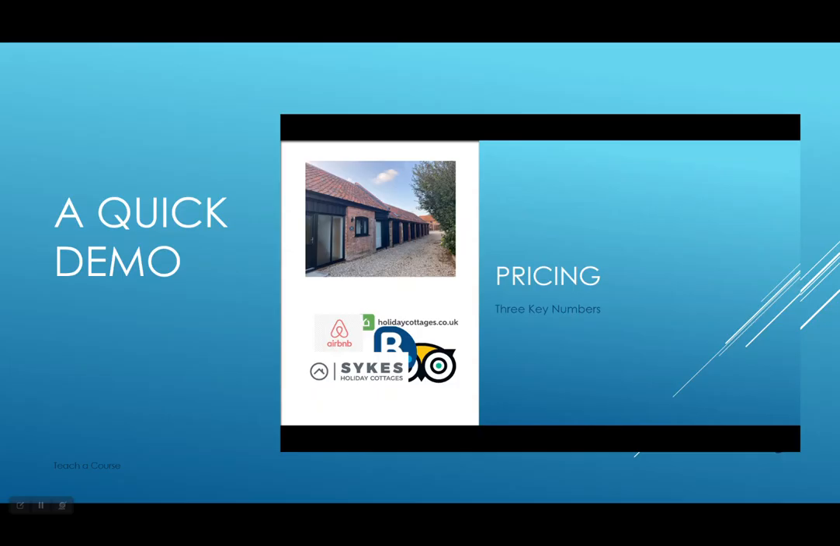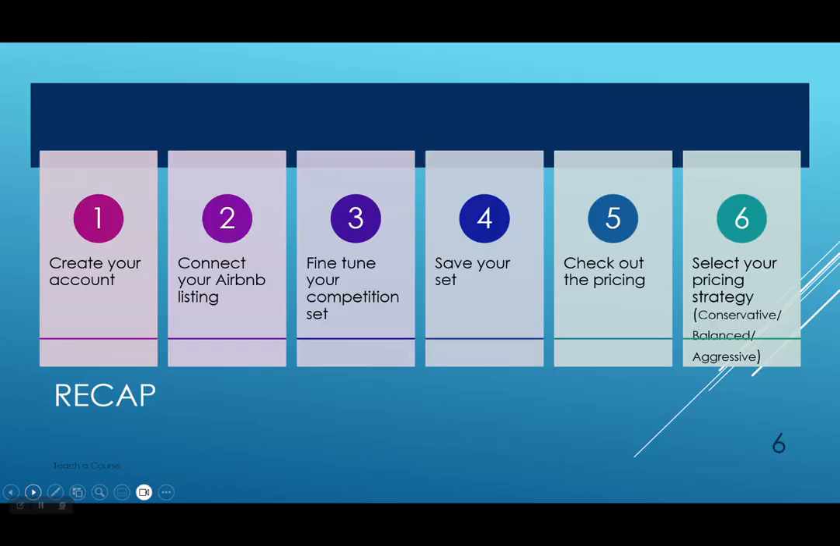So I hope you found that interesting. I know there was a lot covered in that video, so let's just have a quick recap. This is a handy reminder for next time when you log into AirDNA and try and work out your pricing. The first thing you need to do is create your account. You then need to get your Airbnb iCal to connect your Airbnb listing to AirDNA. Once it's connected, it's there forever unless you contact support to have it removed. So you don't have to do that step again.